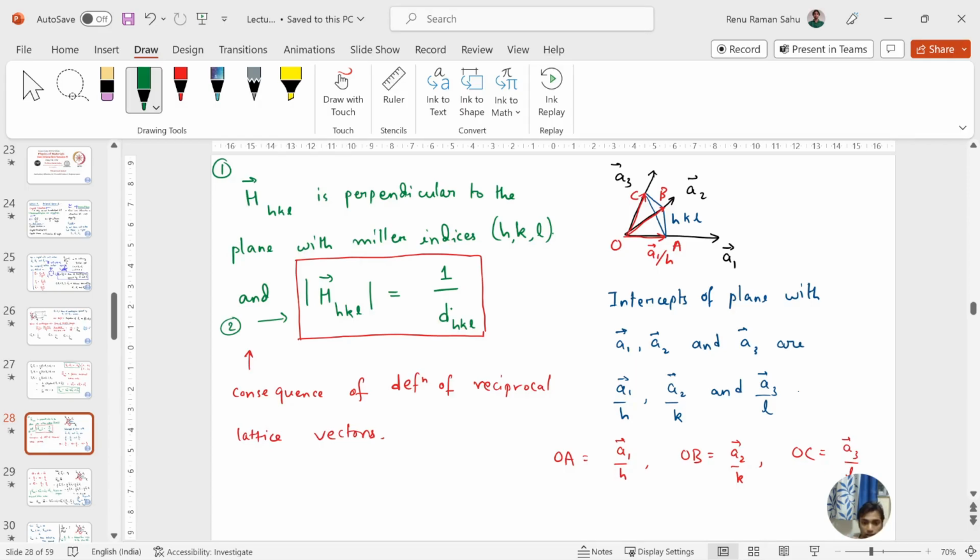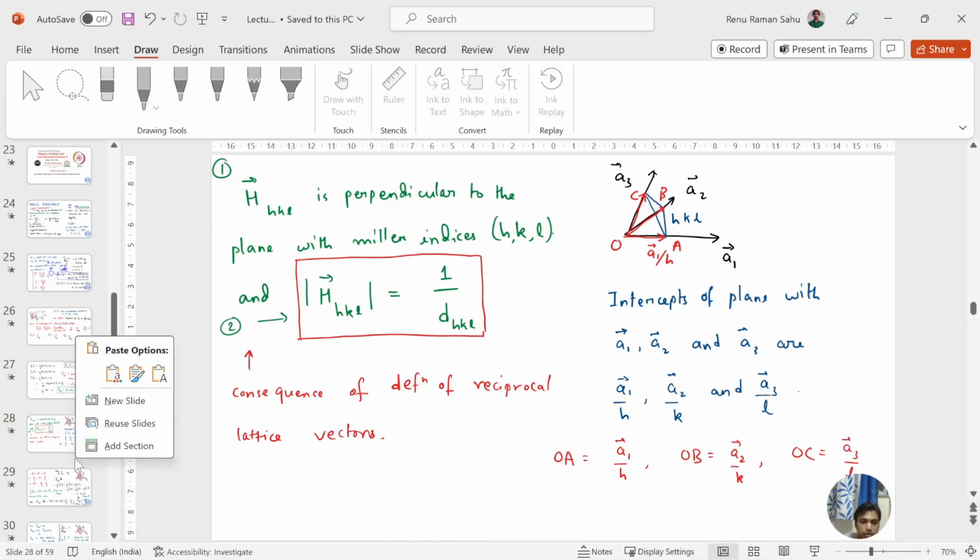And if you take the reciprocal of that distance, that shortest distance between the consecutive planes, you will end up with this h of hkl, the magnitude of that. So now let us see what this plane denoted by hkl means. So what is an hkl plane?